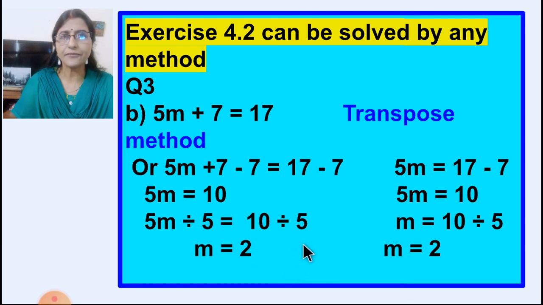They have not specified the method. And another method which we have learned is the transpose method. See, it's the same question I have done by the transpose method also. See here 5m is written, this plus 7 is brought to the right side, so you will get 17 minus 7 and you will get 5m is equal to 10. Now here 5 is multiplied by m, so to remove this 5 we have to divide. So 10 divided by 5 is 2. So directly we can get the answer here, 2.